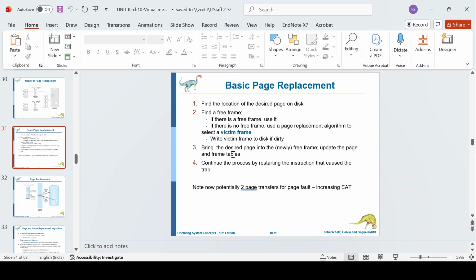Bring the desired page into the newly freed frame. Update the page and frame tables. Continue the process by restarting the instruction that caused the trap.